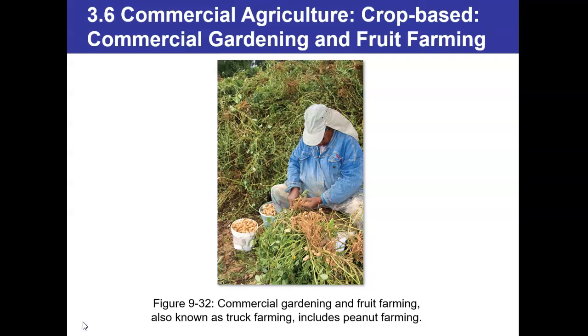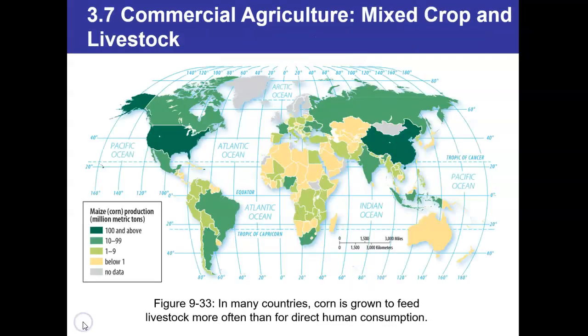As was mentioned before, truck farms grow many of the fruits and vegetables that consumers in developed countries demand, like apples, asparagus, cherries, lettuce, mushrooms, and tomatoes. Some of these fruits and vegetables are sold fresh to consumers, but most are sold to large processors for canning or freezing. Now look at figure 9-33 located on page 328 of your textbook.